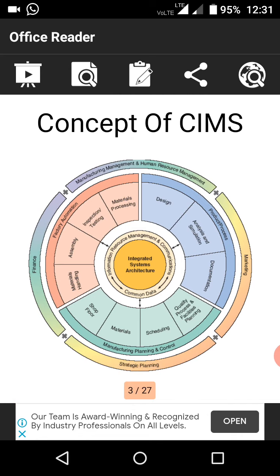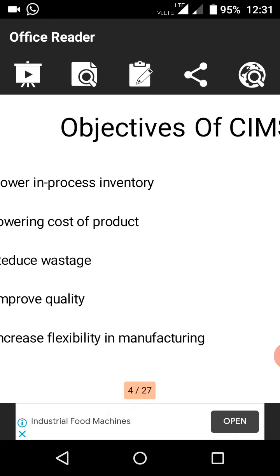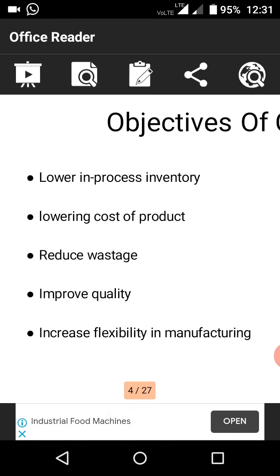So next, what is that? Objectives of SIM. What are the objectives of SIM? Different objectives of SIM are there. The first one is that the concept of integrated manufacturing systems is required to achieve the following objectives, that is reduction in inventory. Inventory should be reduced, the cost of production should be low, wastage should be reduced, and quality control should be improved. Quality should be very good.